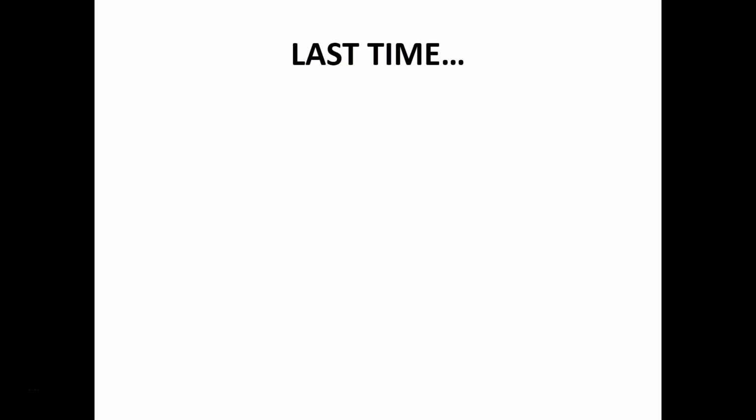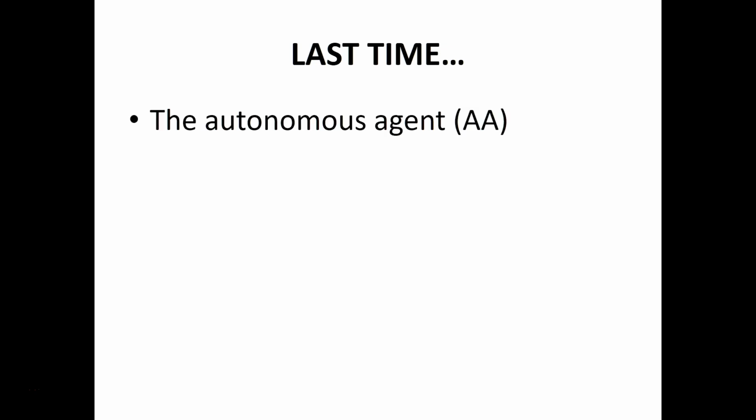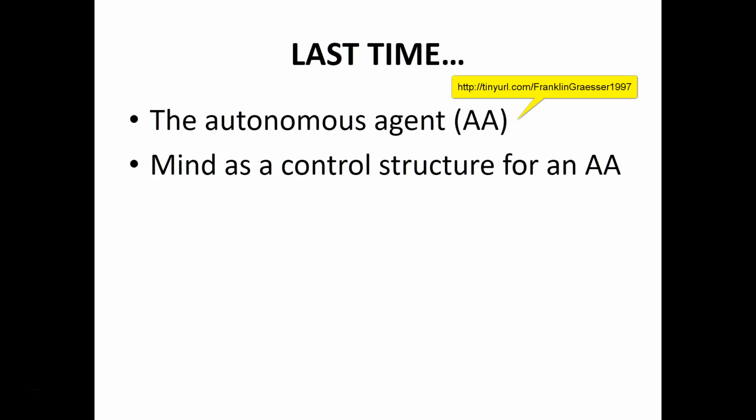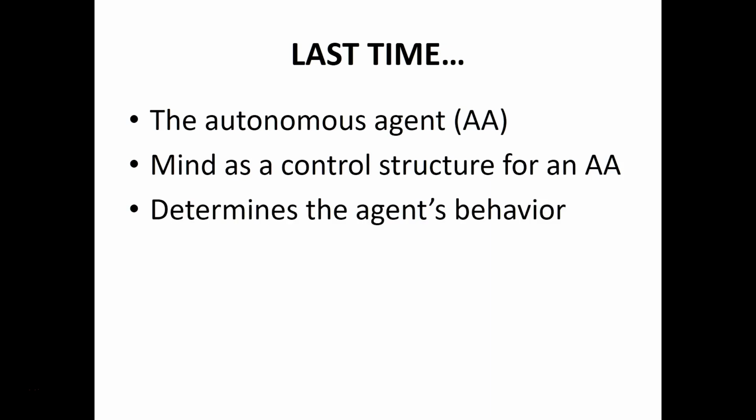In our last video, we introduced Franklin and Graesser's 1997 definition of an autonomous agent, which forms the basis for LIDA's definition of mind simply as the control structure or set of mechanisms and processes that determines the behavior of such an agent. It bears pointing out that by its emphasis on behavior, this definition anchors our concept of mind firmly within the realm of observable phenomena, a key requirement for any scientific approach.